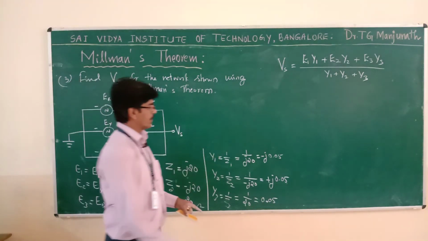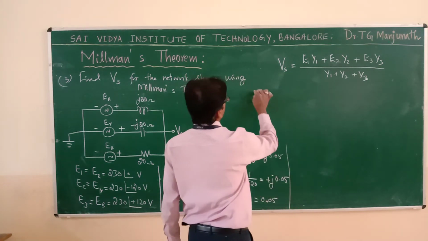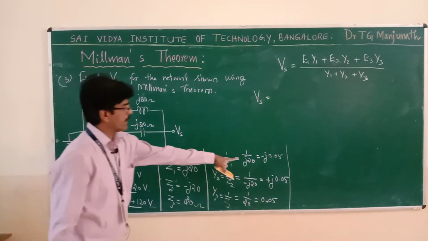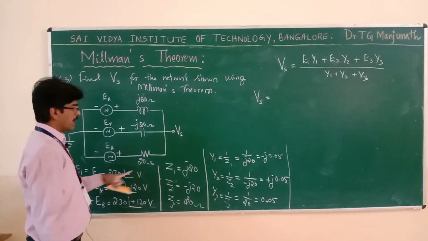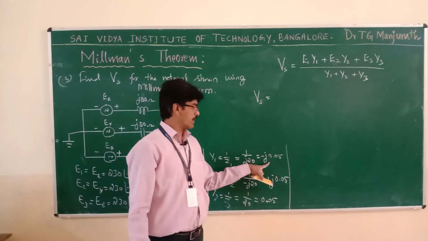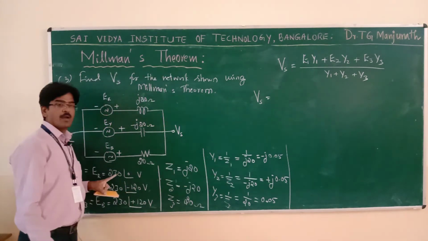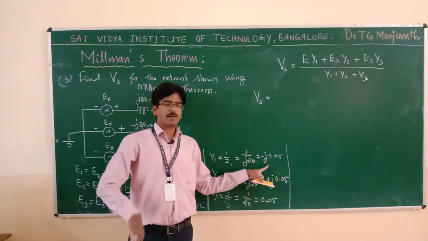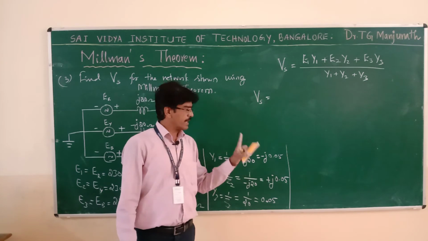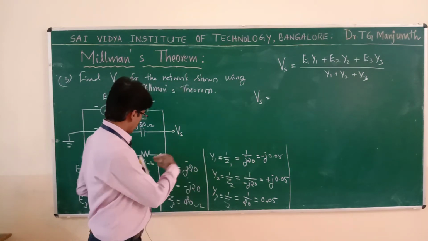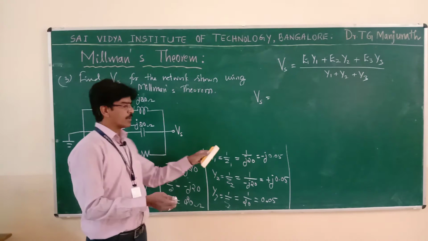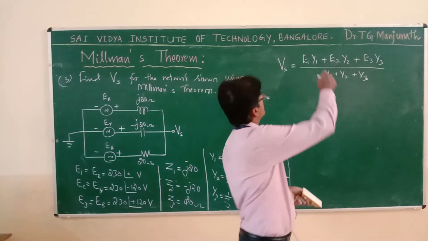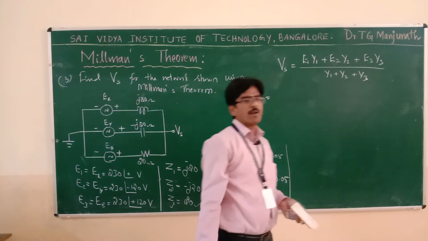Now you just have to substitute here. So, E1 Y1: 220 into minus j 0.05. This is polar form, this is rectangular form. The calculator will accept both the forms. Either you can enter a combination or you can convert both into polar form or rectangular form. Just enter here and find the value of Vs.